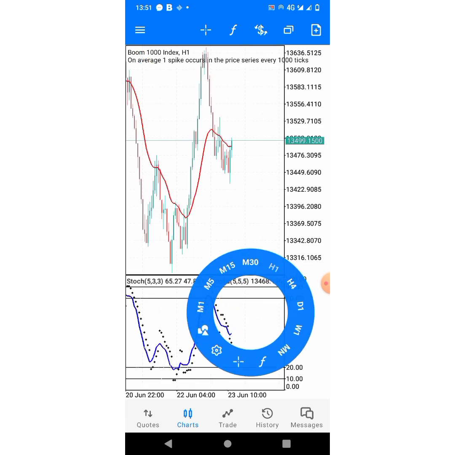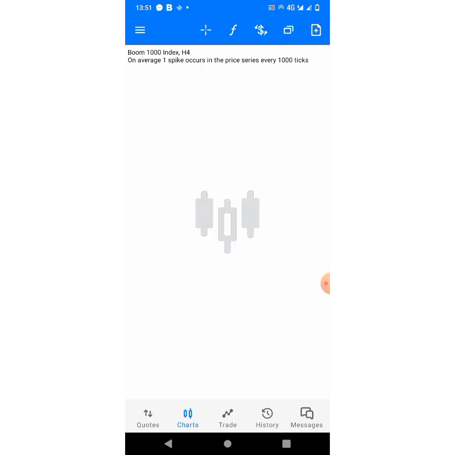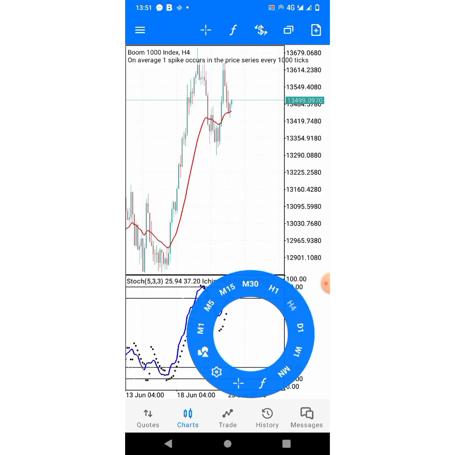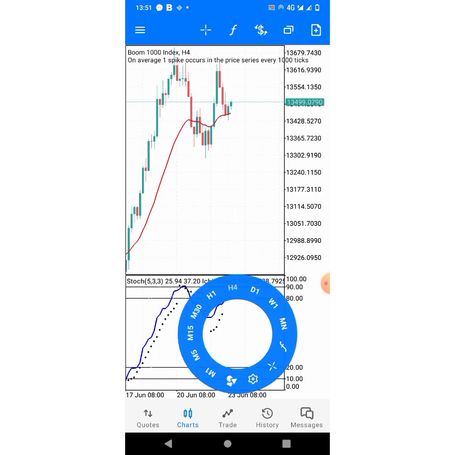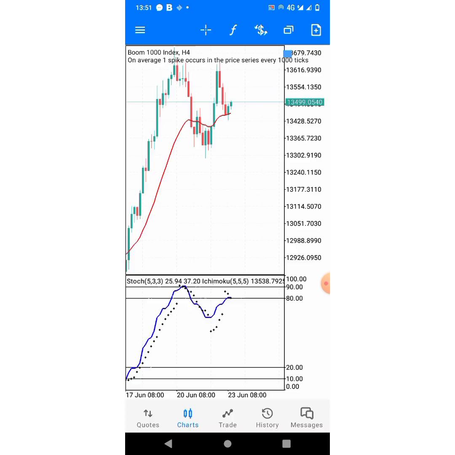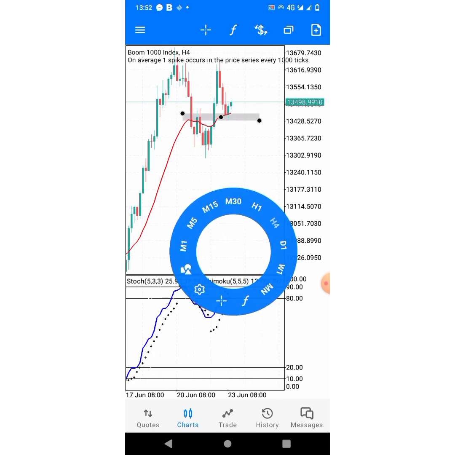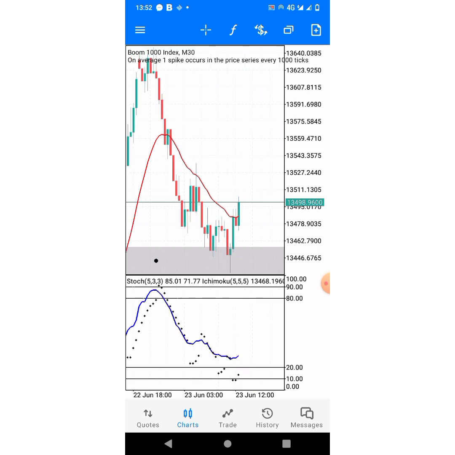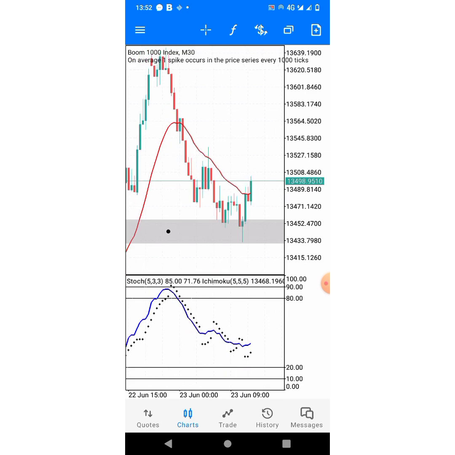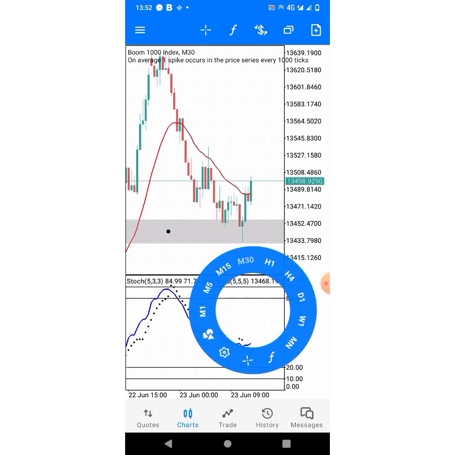Now I won't be trying to sell Boom 1000 because it's looking to be in an uptrend. I have this breakout, and I have a higher low being created. If you go to the 30 minutes, you see some kind of price action move there. You see that area, the market is actually respecting that area.